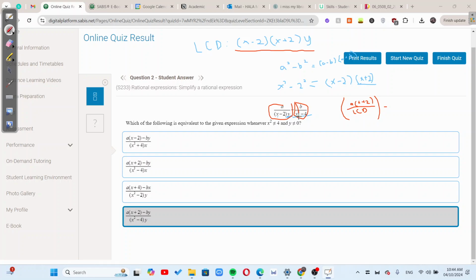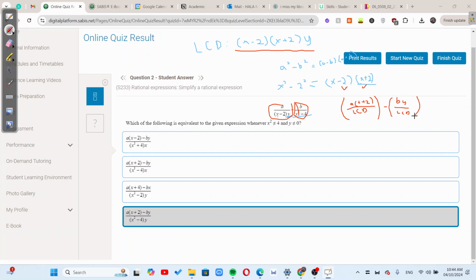Now let's look at B. What's it missing? It has the x plus 2, check. It has the x minus 2, check. This is minus, this is plus, but it doesn't have the y, so we need to multiply the B on top with the y to get your full LCD, or denominator. So B y over your LCD.